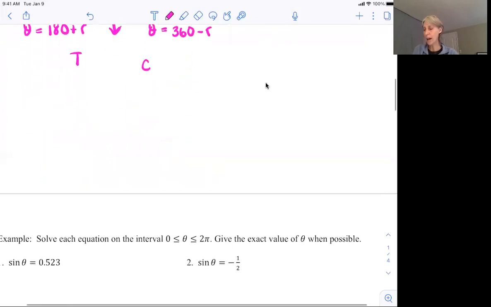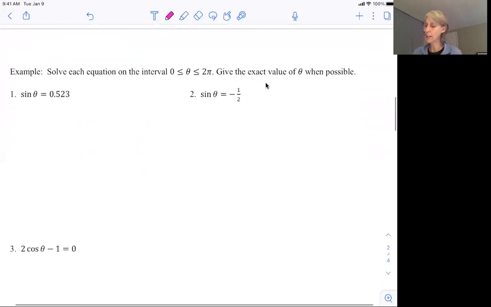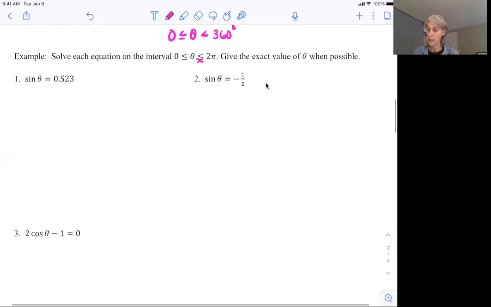So let's talk about how we can apply all of this. We want to solve each equation on the interval 0 to 2 pi. And technically speaking, our answer should be in radians, but I'm just going to adjust this for today's lesson. We're going to leave our answers in terms of degrees today. And we want to give the exact value of theta when possible.